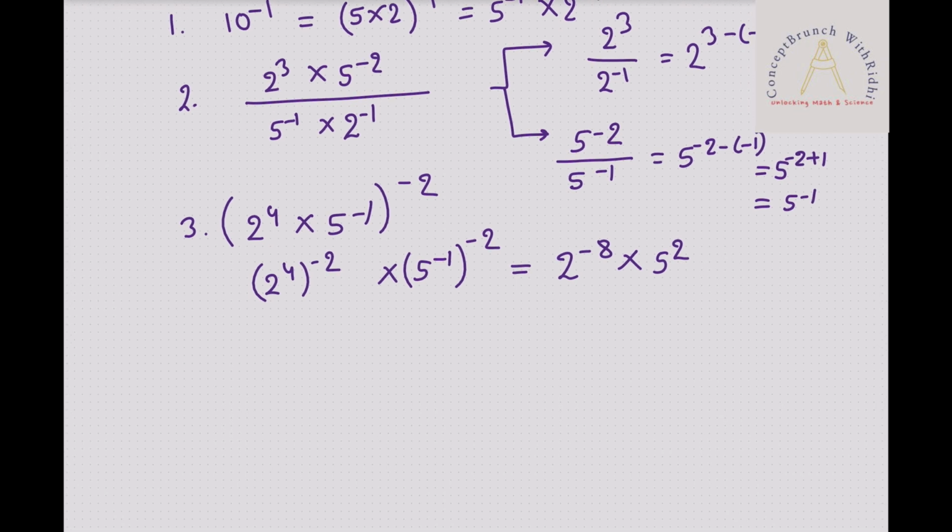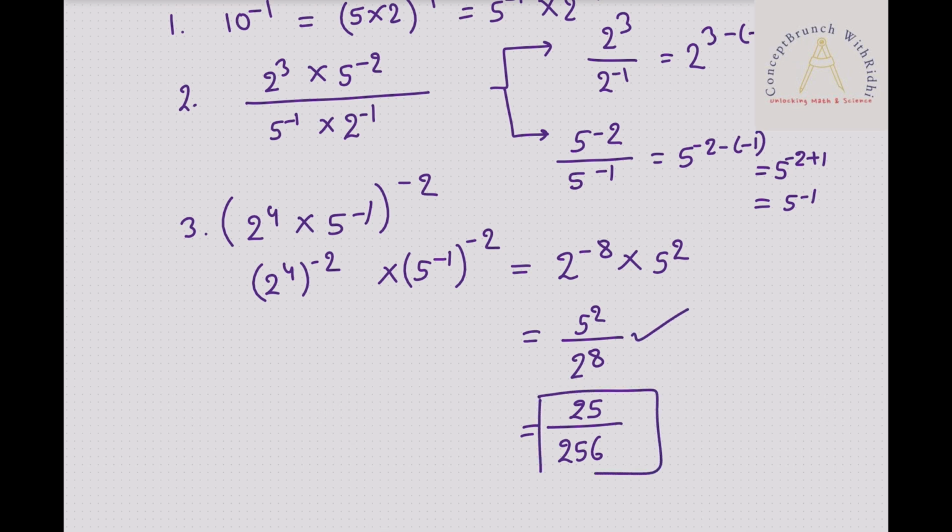Next, now we can't write a negative exponent, so we have to make it positive. So the negative exponent will come down. So 5 square divided by 2 to the power of 8. 5 square we can write as 25, divided by 2 to the power 8, we can write as 256. You can leave the answer this way, that is also okay, and if you simplify it, write like this. So this is your final answer.